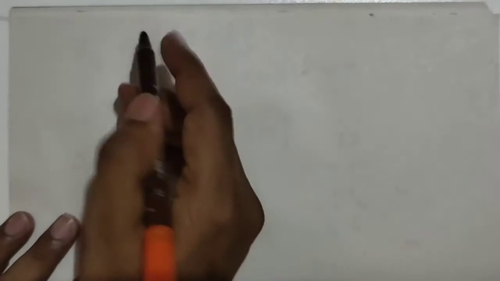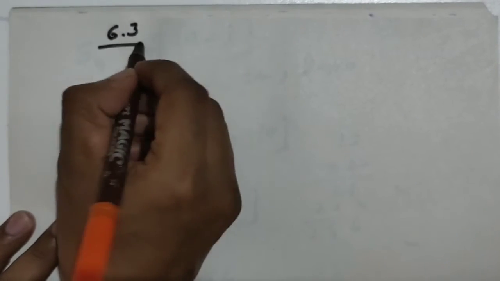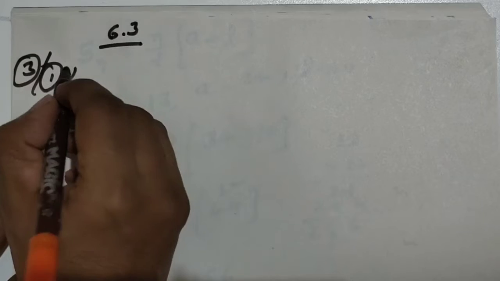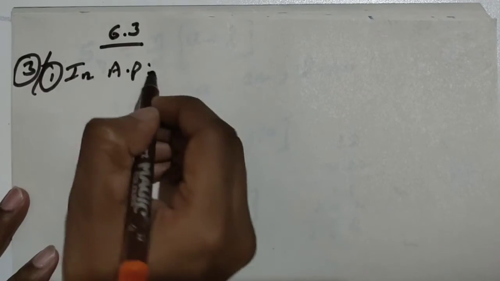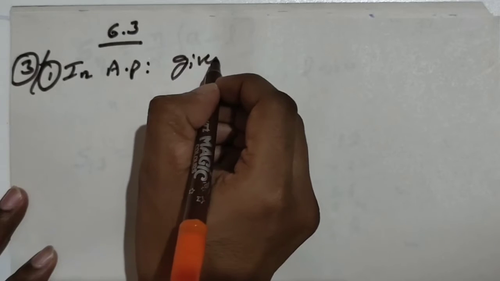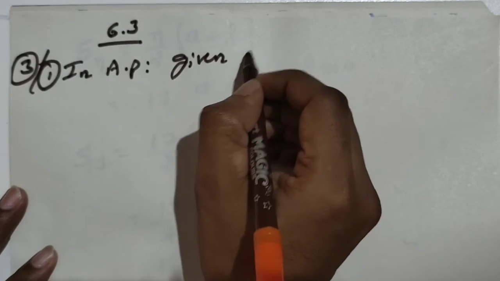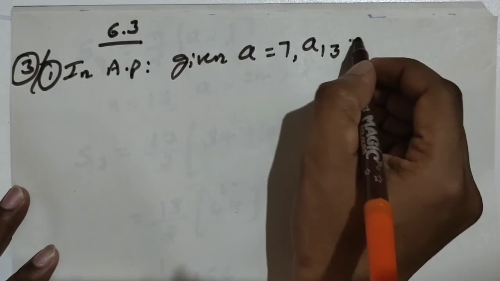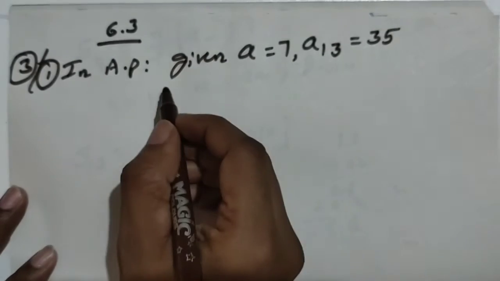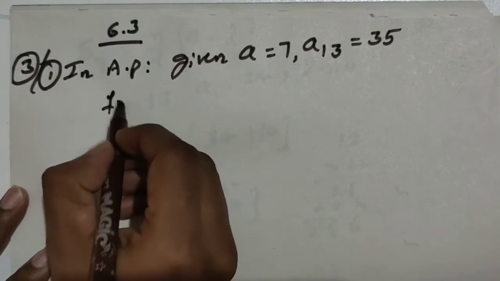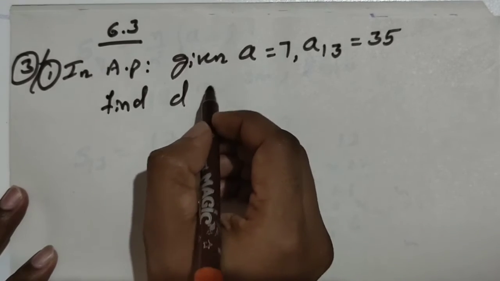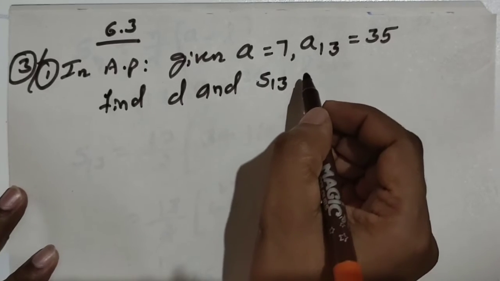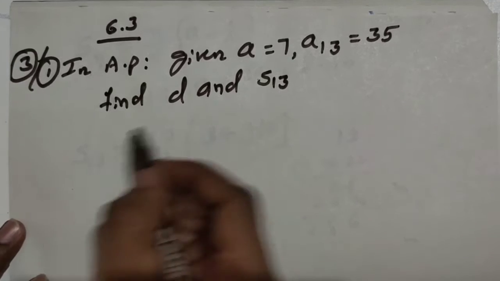Now let us see 6.3, third bit. First one: in an AP, given A is equal to 7, A13 is equal to 35. We have to find D, that is the common difference, and S13.